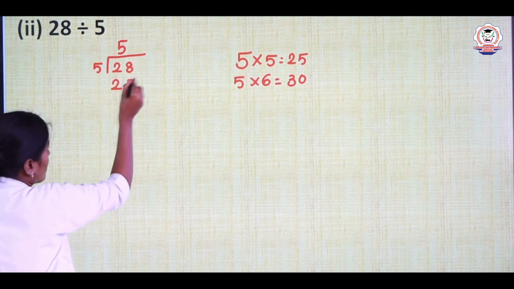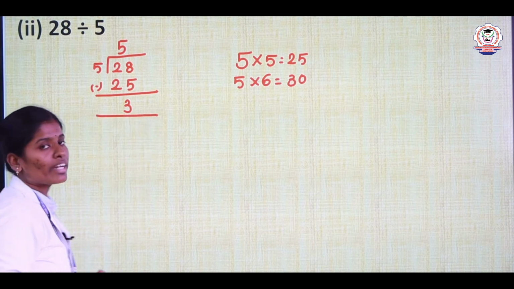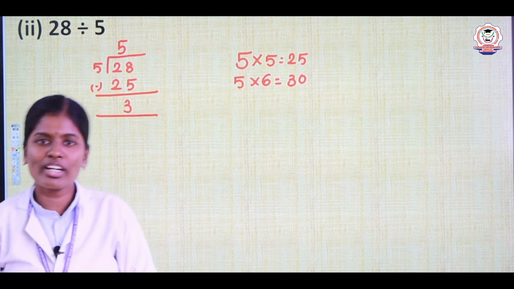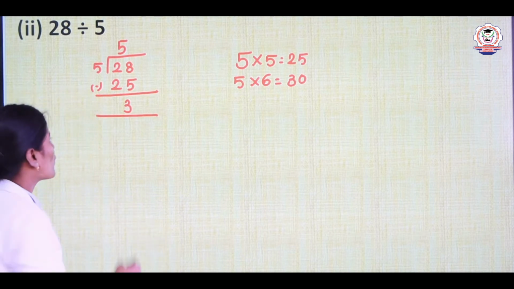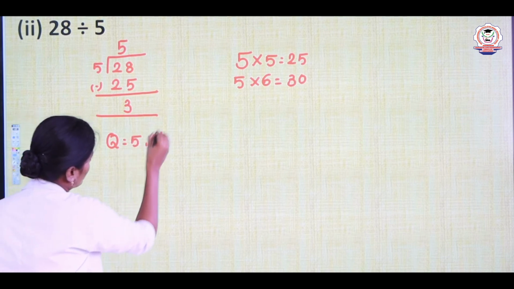Now 8 minus 5, the answer is 3. So now we will write the quotient value. Now tell me Manimaran, what is the quotient value we got here? Yes, very good. The quotient value is 5. Then that remainder value is 3.